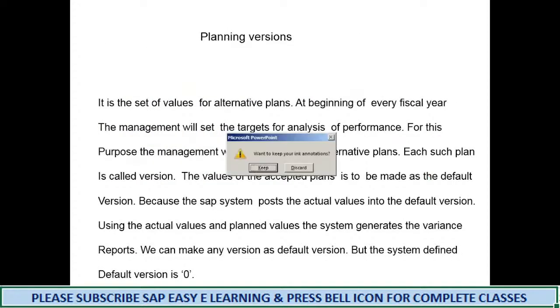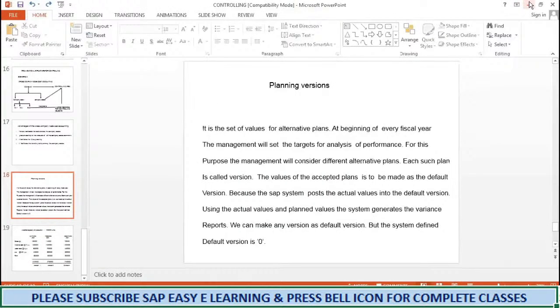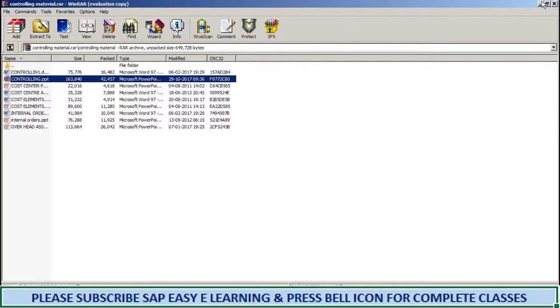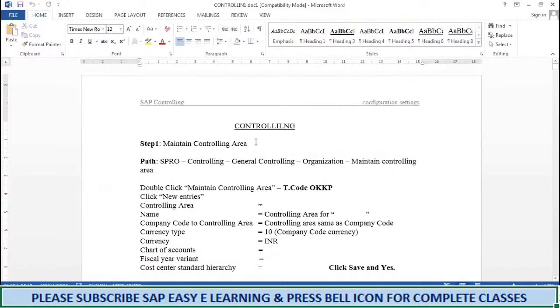So planning versions we will discuss later on when we start configuration of the respective step. So see the material. Maintain controlling area.